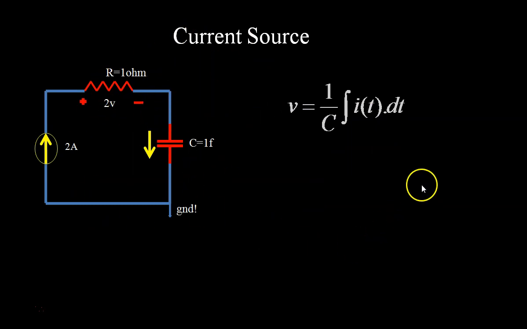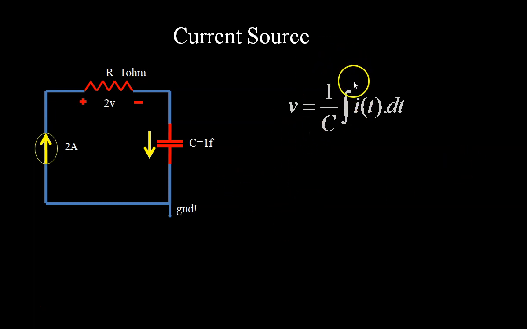This is our circuit. The only thing we have to remember about capacitors is the equations which relate V, I and C. The voltage across the capacitor is given by 1 by C into the integration of the current with respect to time. And in this integration, the lower limit usually must be assumed as minus infinity. It means you must consider the current which was available before zero time and then start integrating.